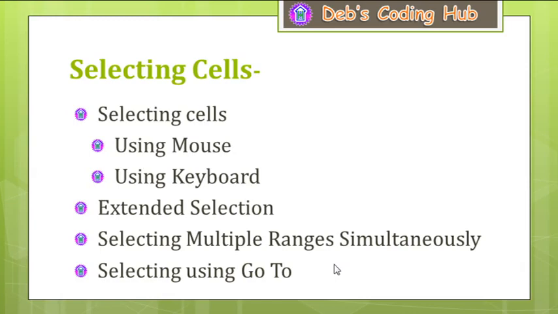So this is how we can make a selection using mouse or keyboard. The next topic is how to make an extended selection. Now what is an extended selection? Extended selection is nothing but extending an already selected cell range. So let us see how we can do so.